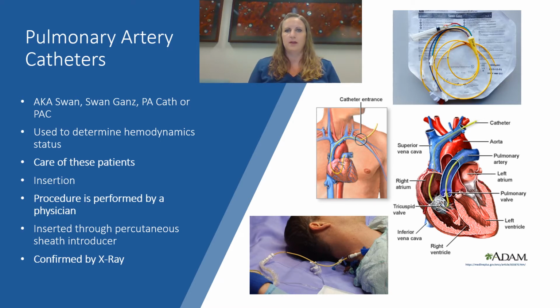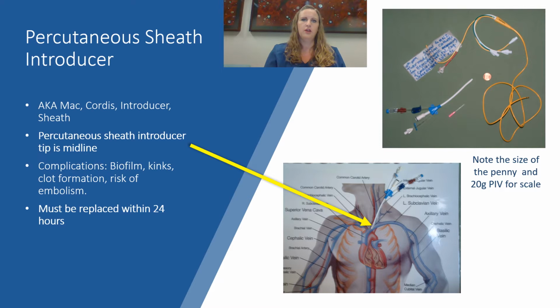So you can see by the picture here that the PA-Cath is floated through the right atrium, through the right ventricle, and into the pulmonary artery where it terminates in order to get those hemodynamic numbers. The percutaneous sheath introducer is also known as a MAC, a Cordis introducer, and sheath. So once that pulmonary artery catheter is removed, the length of the catheter is now only 10 centimeters instead of 20 centimeters. So it is actually no longer considered a central line once that pulmonary catheter is removed.